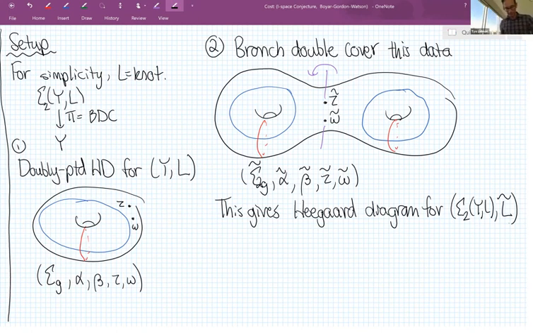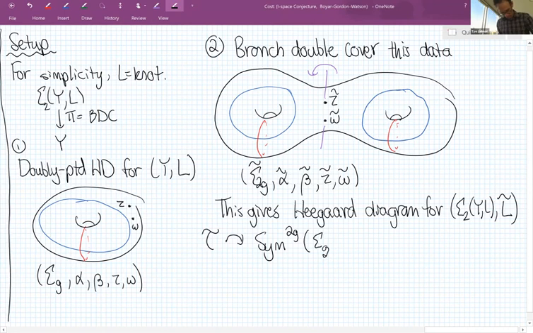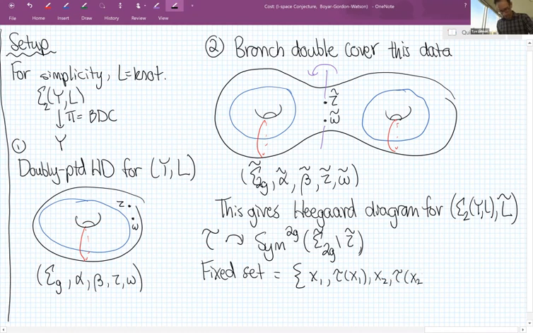And how could we do that? Well, the key observation is, we could look at how this involution actually acts on the symmetric product. And the fixed set is going to be things of the form x1, tau of x1, x2, tau of x2, and so on.